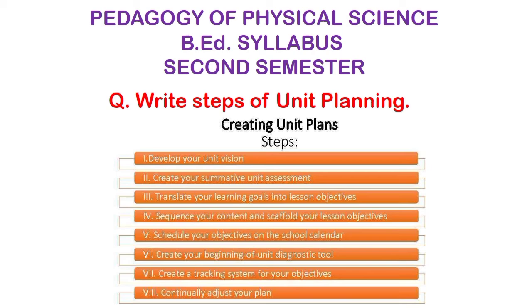investment. Steps of unit planning are: first, develop your unit vision; second, create your summative unit assessment; third, translate your learning goals into lesson objectives; fourth, sequence your content and scaffold your lesson objectives; fifth, schedule your objectives on the school calendar; sixth, create your beginning of unit diagnostic tool; seventh, create a tracking system for your objectives; eighth, continually adjust your plan.